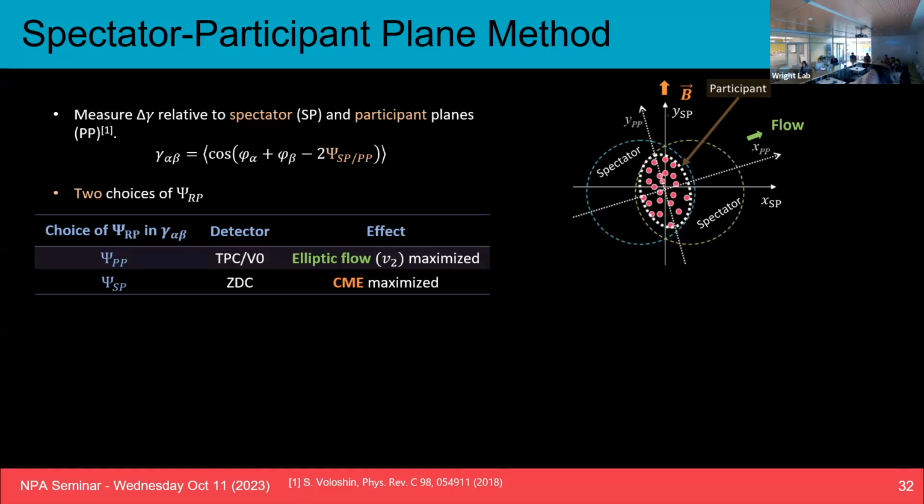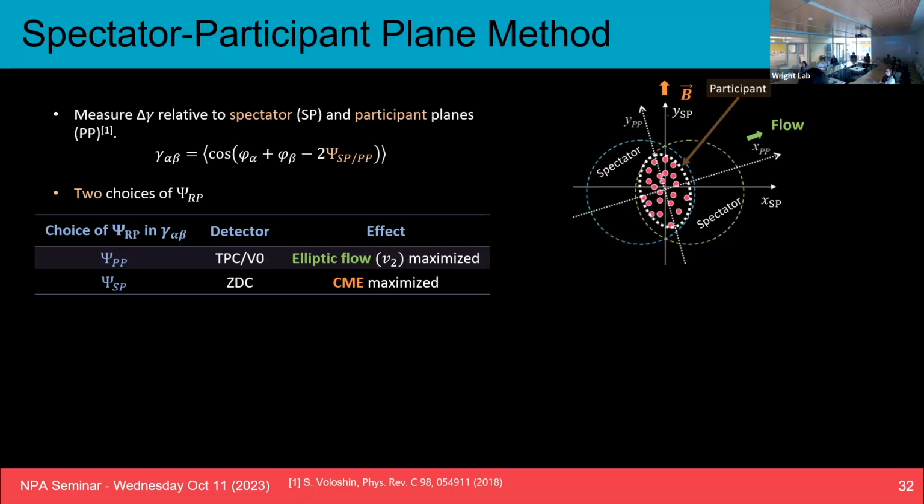So the method I used is the spectator-participant plane method. What we change here is that, if you remember before, I just used a reaction plane, but here you can take two kinds of plane. The first is called the spectator plane, and the other is called the participant plane. You have to make two choices of plane.